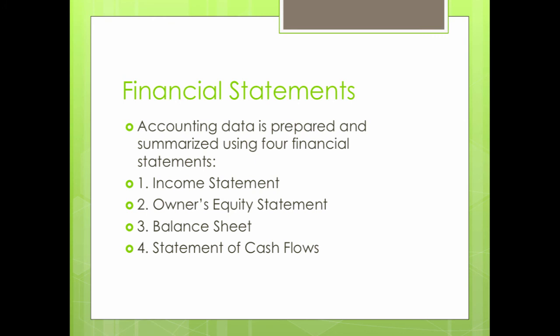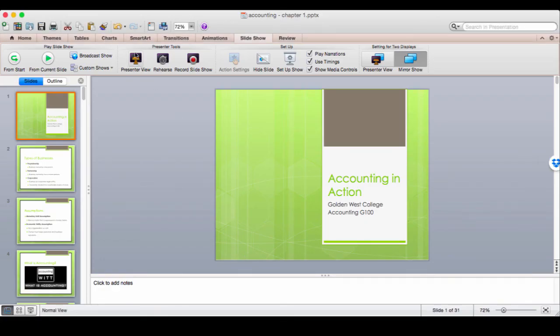Also, what we're going to learn later on in this course is the financial statements. This is the way that you report the financial health of your business. And so we have to take certain accounting data and prepare reports based on these 4 financial statements. We're going to have the income statement, the owner's equity statement, the balance sheet, and the statement of cash flows. Now we'll be going over that later in another lecture. So that's it for this chapter.